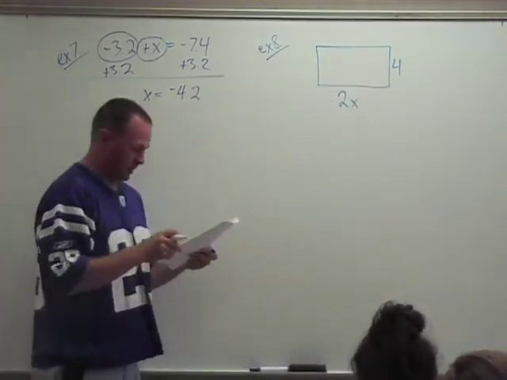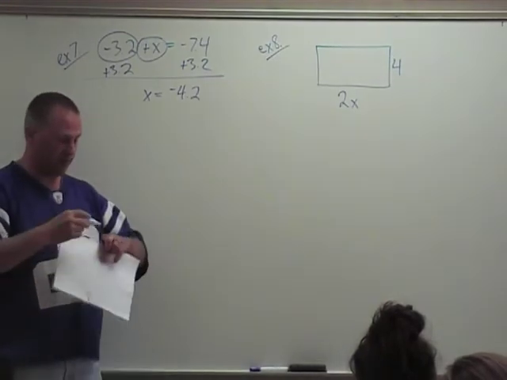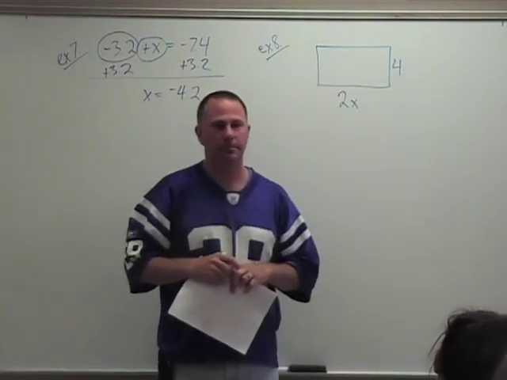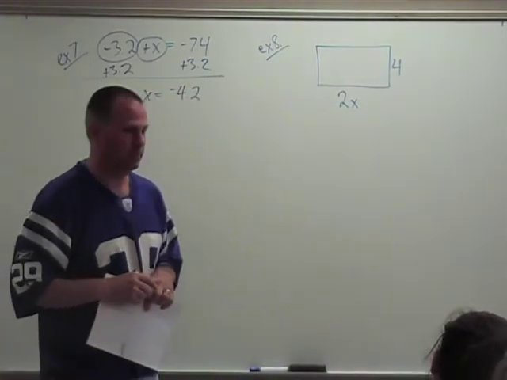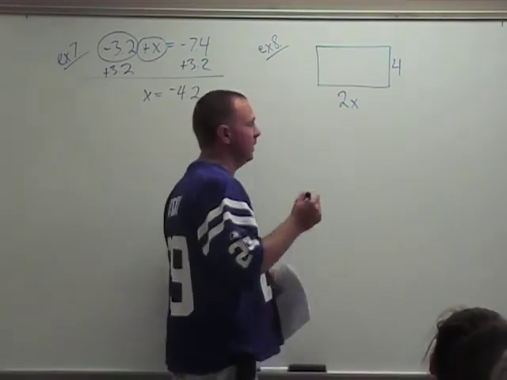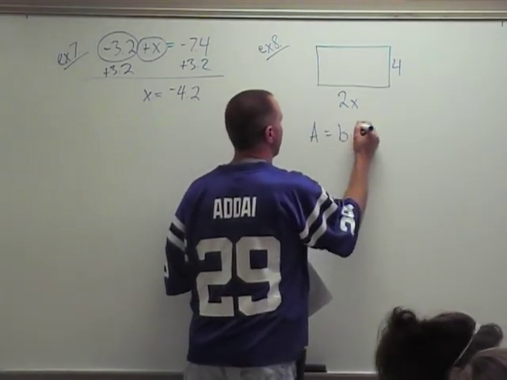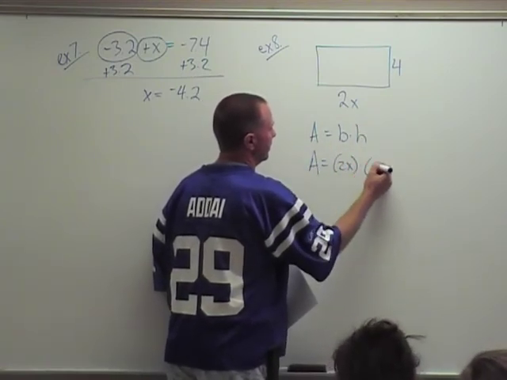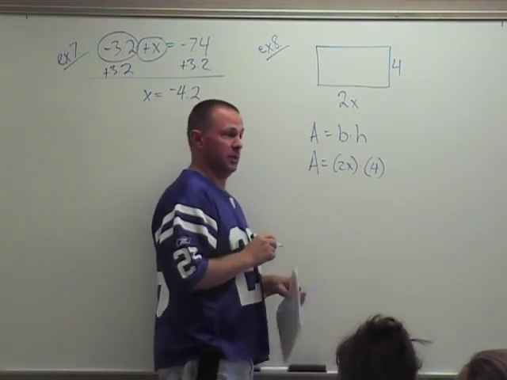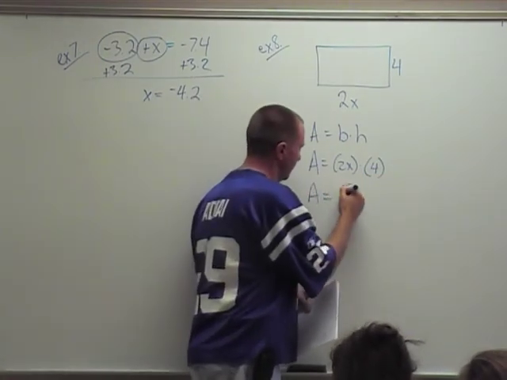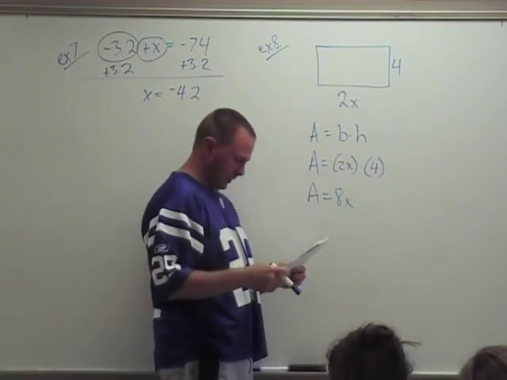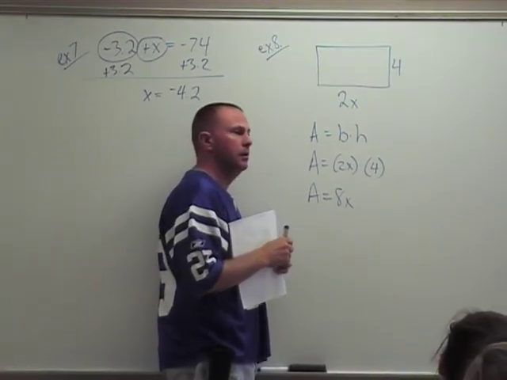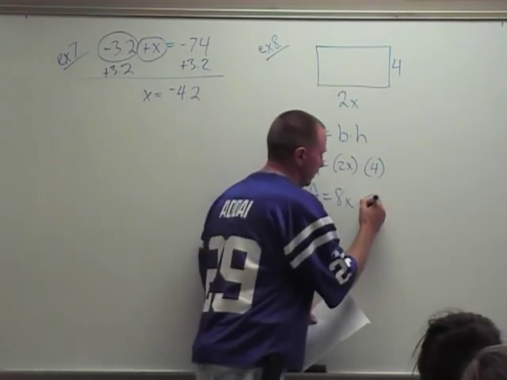I want to know the area and how you figure it out. Oh, very good. That's close enough. Area equals base times height. So the area equals 2x times 4. What is 2x times 4? That's just 8x. Was that difficult? Is that the answer?